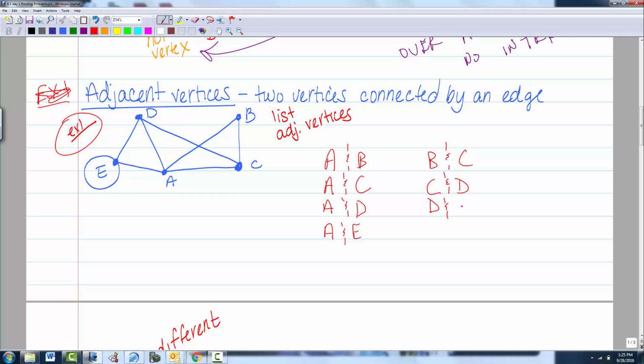Then what does that leave? D. Does D go to E, yes or no? We already established what D is connected to, A through C. We're missing one. Who is E connected to? We already have that established. Why is E connected to E? This is a what? Loop. So E is connected to itself. That's a loop. I just showed you.